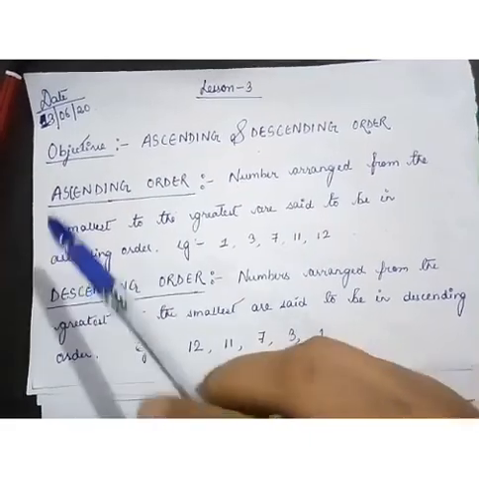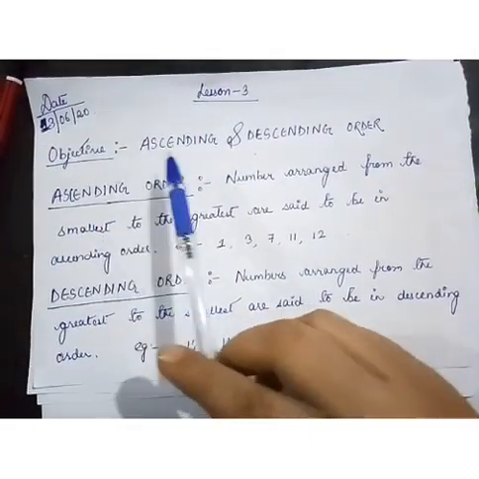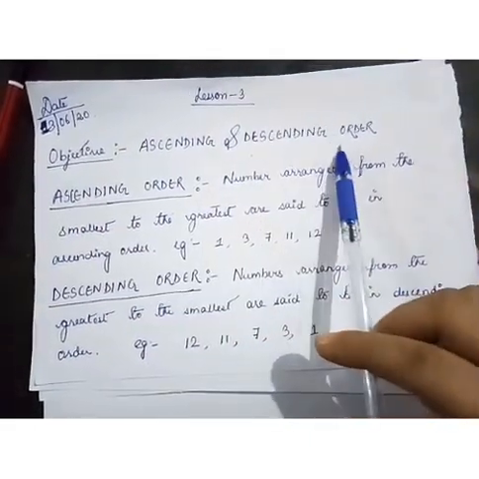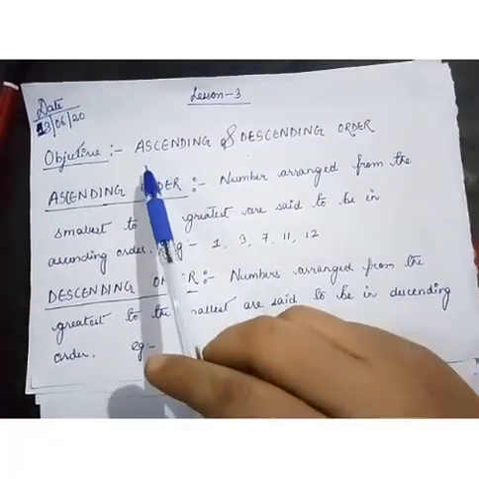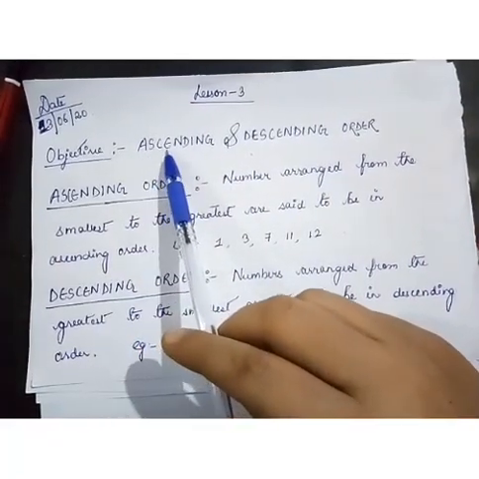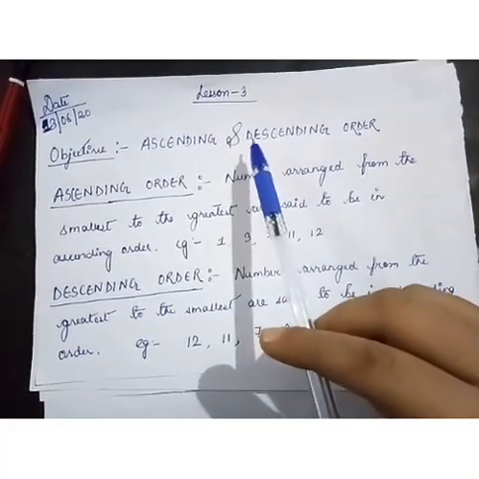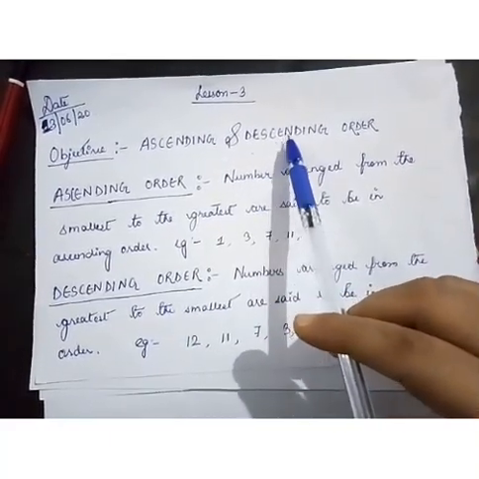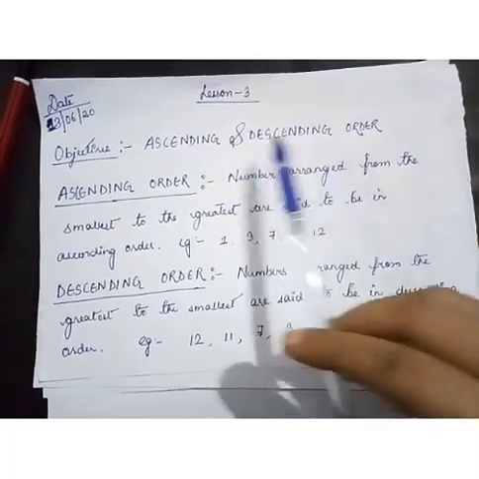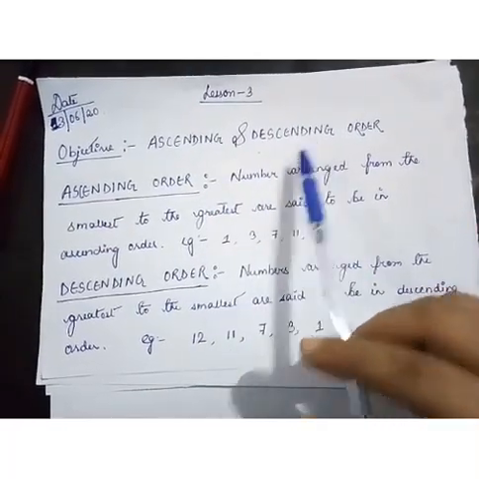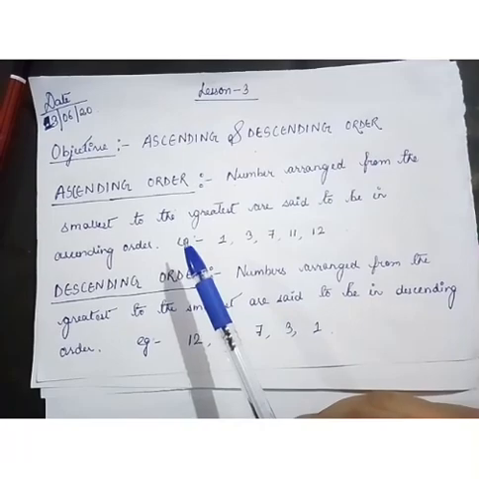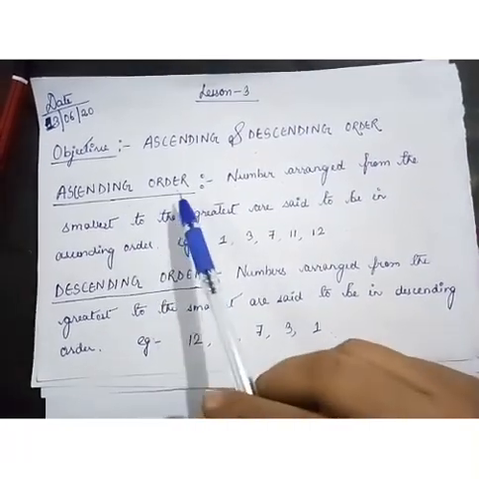So children, the main objective for today's class is ascending and descending order. The spelling of ascending is A-S-C-E-N-D-I-N-G, and descending is D-E-S-C-E-N-D-I-N-G. So let us find out what is ascending and descending order.